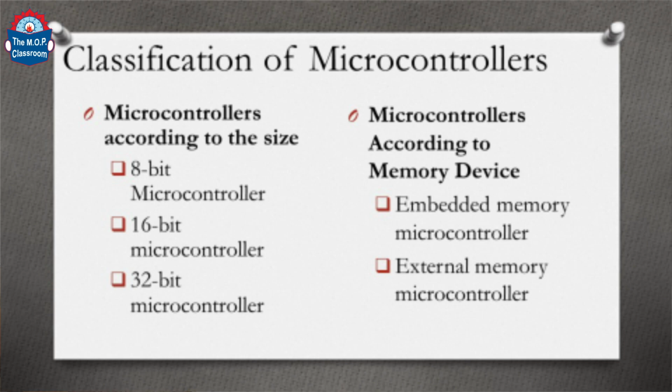Now, coming to microcontrollers according to memory device, they can be classified as embedded memory controller and external memory controller. From the name we can understand that in the case of an embedded memory controller, all the functional blocks including memory and other I/O ports are present in a single chip. 8051 is the best example of an embedded memory microcontroller. If you take the external memory microcontroller, the memory is outside the IC, so it is not available in the integrated chip. The example for that is 8031.